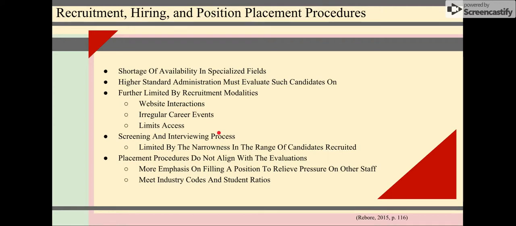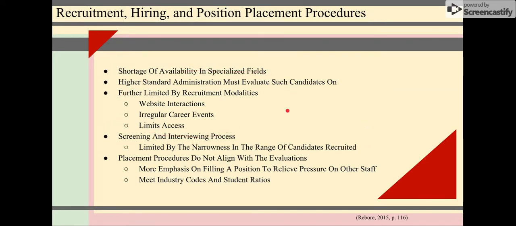We're further limited by recruitment modalities. As far as website interactions, they're rather challenging, and they're kind of based on chance if someone were to come to our website, and that's mostly going to be customers. We have irregular career events, so we'll be accessing them in the spring and in the fall, but that doesn't necessarily make it available for us to be able to get that on-the-fly position filled. And these things are limited in their access to a lot of the diverse populations that we could be pulling from.